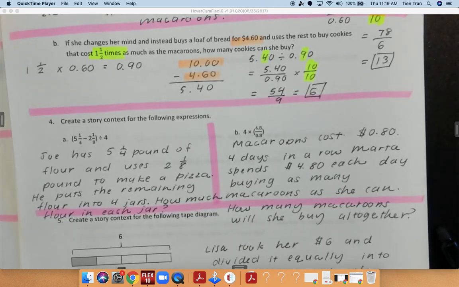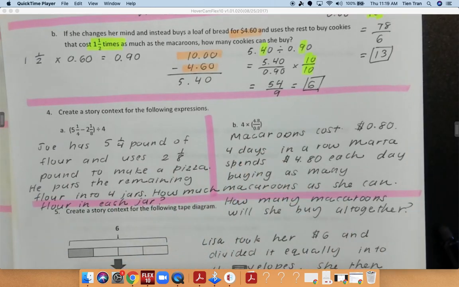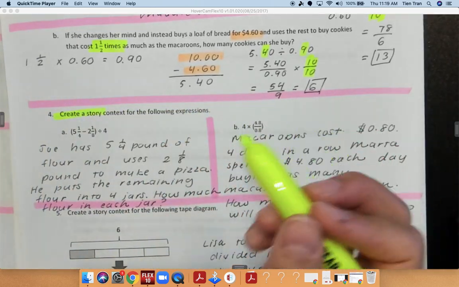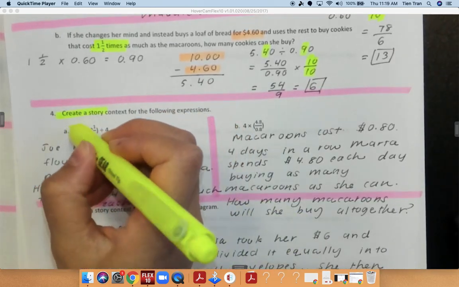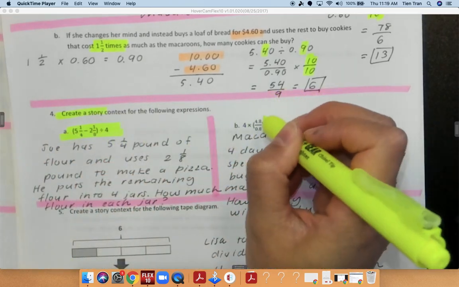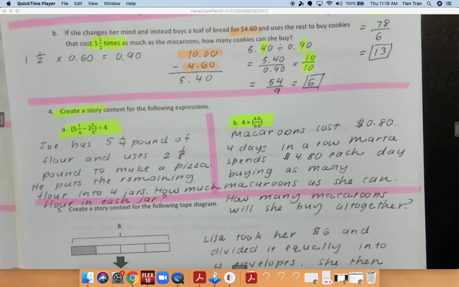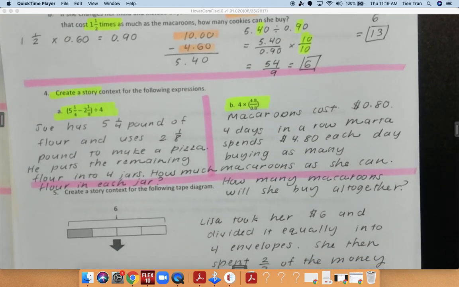For problem 4A and B, you are creating a story context for the following expressions. So you're creating any story you want. There isn't really a wrong answer. You are figuring out what kind of story you want to make with the equations that they give you. You do not need to solve for it. You're just making a story. These are the ones that I have here.